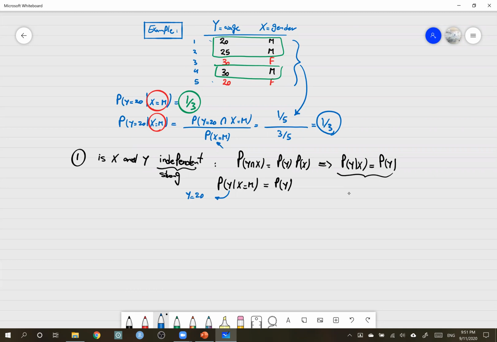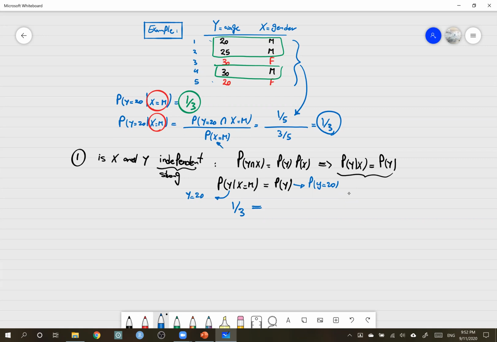So we have already calculated what is the probability of y is equal to 20 given male, right? So the answer was 1/3. We want to see if this is equal to probability of y is equal to 20. So basically, what is this? Probability of y is equal to 20, right? So what is the probability of y is equal to 20?